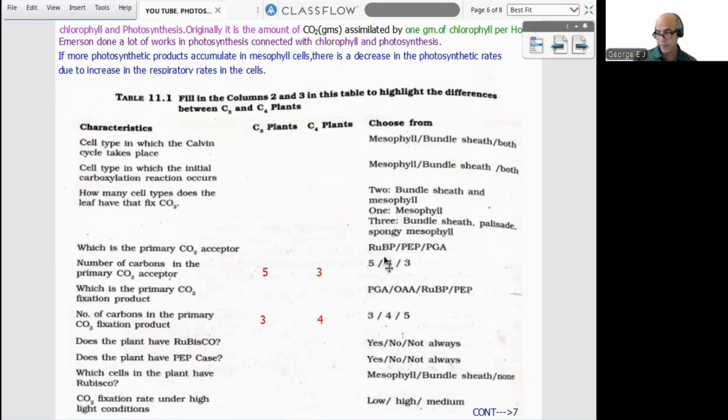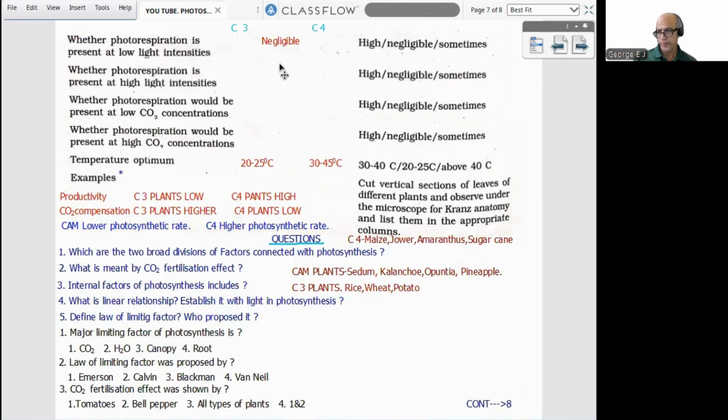As I told you, it's the essence. Options are given here, and from that we have to choose. Same, and a few more questions. Here we can try: whether photorespiration is present at low light intensity, C3, C4 negligible. Now temperature optimum, C3 comparatively low, 20 to 25 degree, while C4 it is 30 to 40 or 45 degree. I think the idea is clear. So the essence of photosynthesis, we can anticipate questions for theory and the NEET exam.